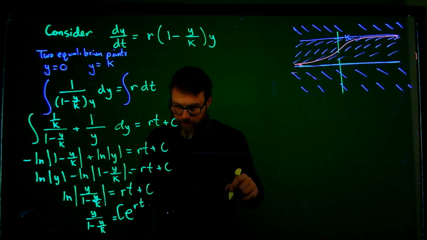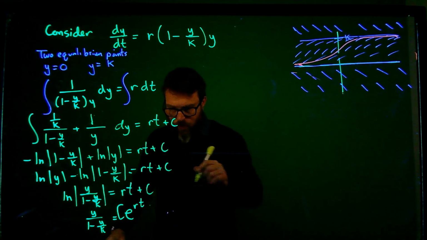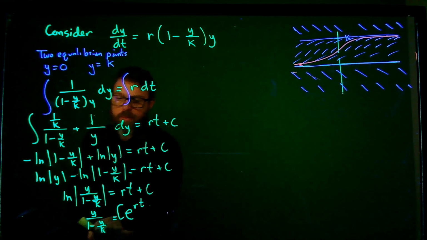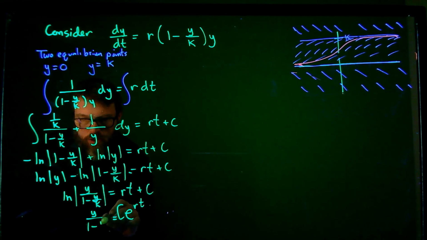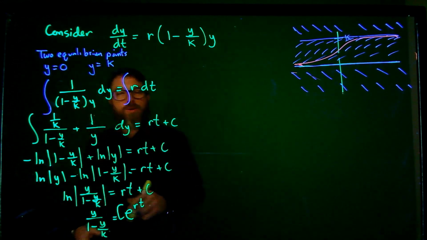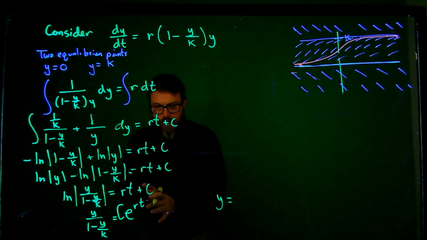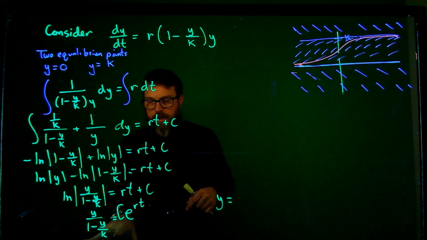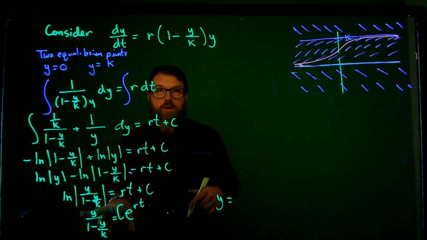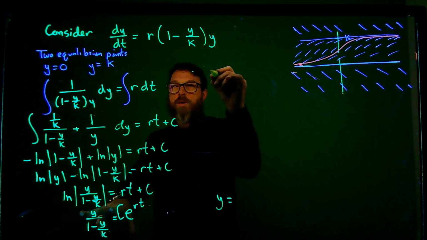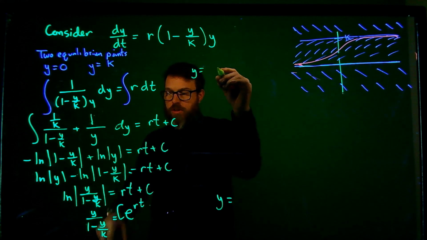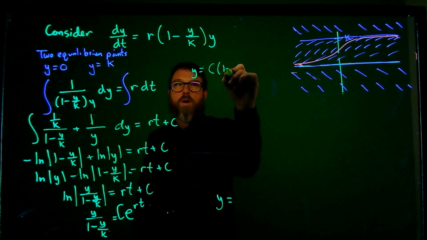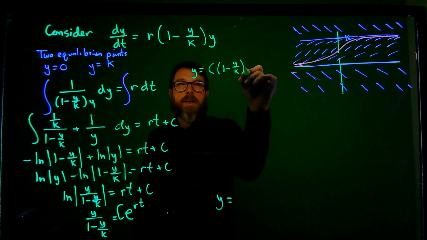Now, how am I going to make this work? Well, what I need to do is try to isolate the y's here. The problem is on the bottom I have this 1 minus y over k. And my goal is to say y equals. That's kind of my job. So in order to do that, I need to expand these things. The problem is I have y in the denominator and also y in the numerator. So I'm going to multiply both sides by this denominator. So y is going to be equal to c times 1 minus y over k, times e to the rt.